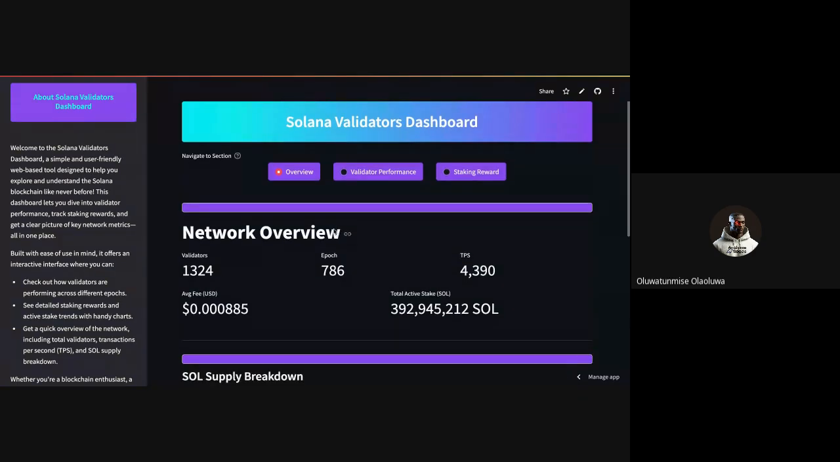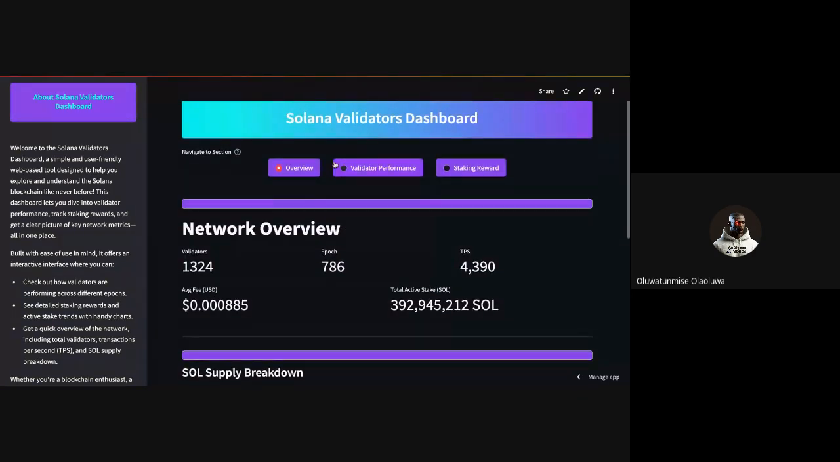So here is an overview of Solana validators activity. So the number of Solana validators and the epoch. Okay, the epoch. This is the just concluded epoch. This is the transactions per second, number of transactions per second. So every second, Solana takes in 4,390 transactions all at once. The average fee charge in USD is this. The total active stake in SOL is this.